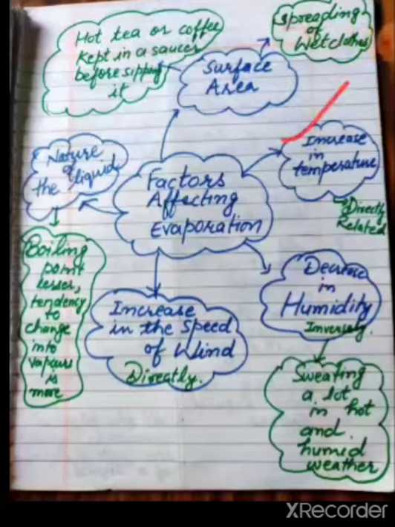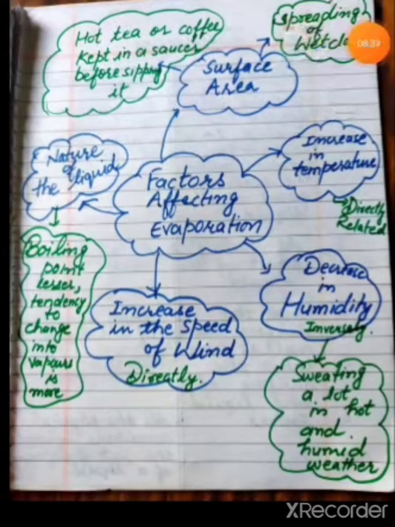Increase in temperature is directly related to the rate of evaporation. We observe that the evaporation of water or of any other liquid becomes fast if the atmospheric temperature is high. Now the third factor is decrease in humidity. Humidity is inversely related to the rate of evaporation. If the humidity level, or amount of water vapors in air, is high, then the rate of evaporation decreases.